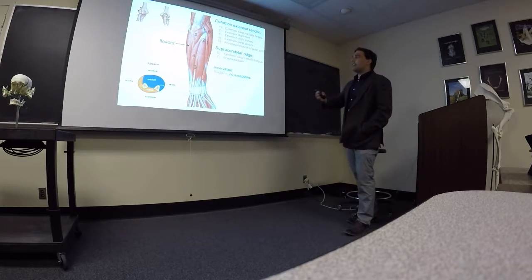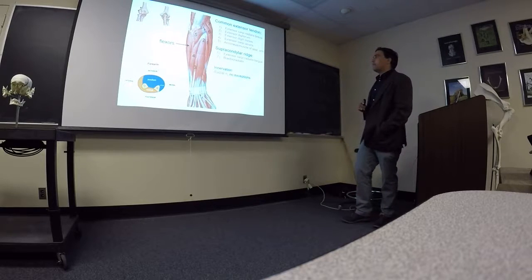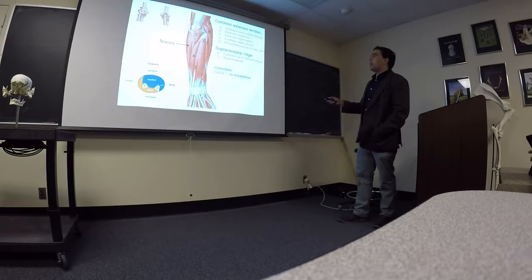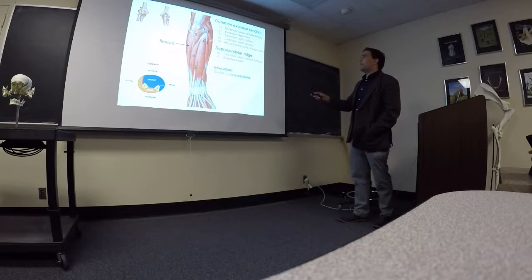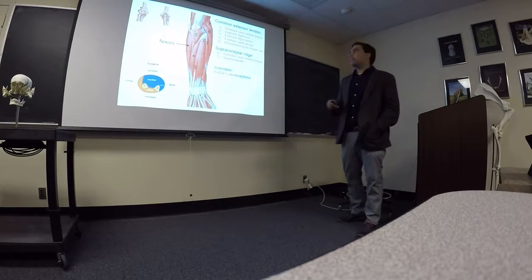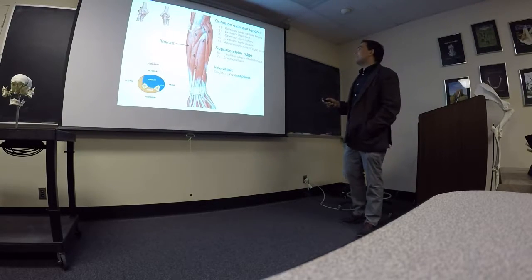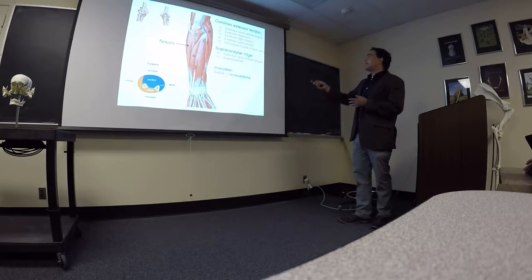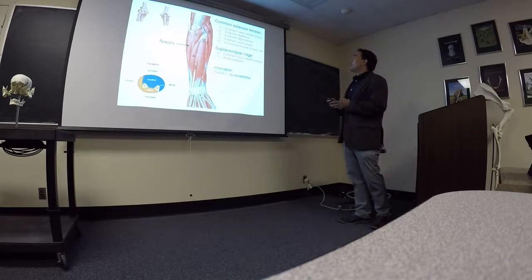On the extensor side, or on the posterior aspect of the forearm, you have a bunch of musculature coming from the lateral epicondyle here this time. So the common extensor tendon gives rise to these muscles right here. And again, named for where they're going and what they're doing.